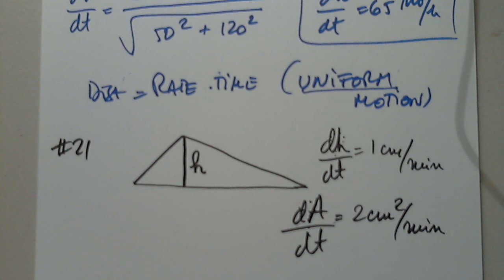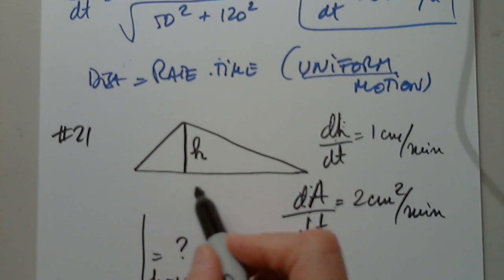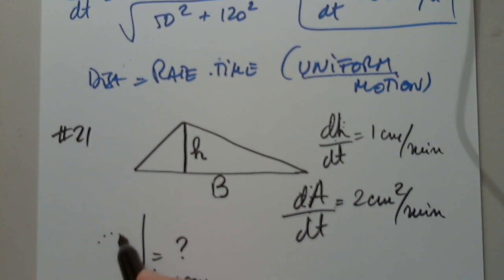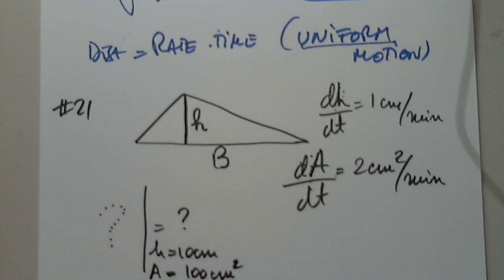At what rate is the base of the triangle changing? When? You know that this is the trap. That's where it starts. With when? When the altitude is 10 centimeters and the area is 100. At what rate is the base of the triangle changing? When the altitude is 10 and the area is 100. How fast is the base of the triangle increasing? When, and that's the trap, when the altitude is and the area is.